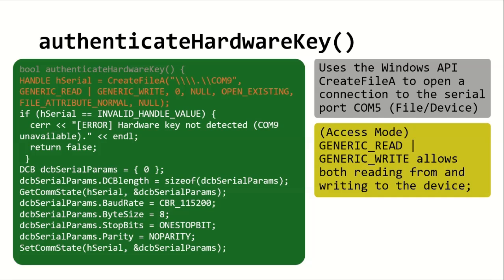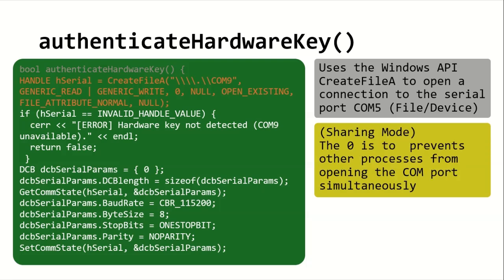Then the next argument we are passing is the access mode, in what mode we are accessing the file. We are reading the device as a file, in generic read and generic write mode. We are both reading from the device, which is mostly what happens, and we can also write to the device.